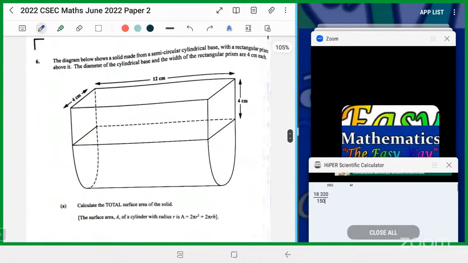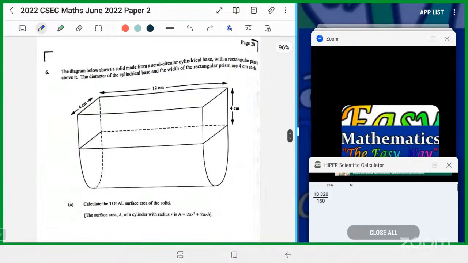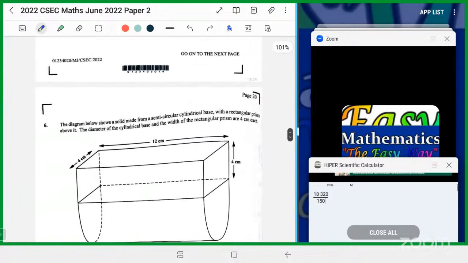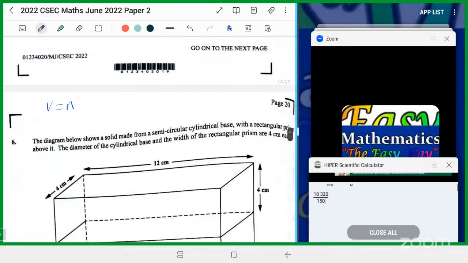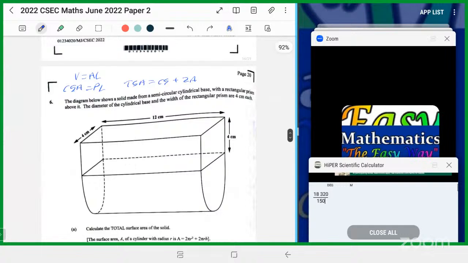This is a solid geometry question, right? Remember the three formulas that govern this topic. Volume is cross-sectional area times length. Curved surface area is perimeter of the end times the length. And then total surface area is the curved surface area plus the two end areas. A means end area. This is an object of uniform cross section. This is the end. These two ends are the same.